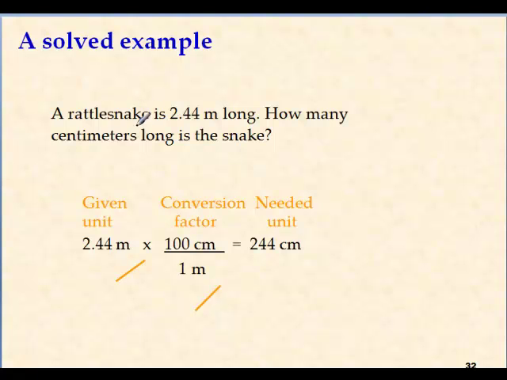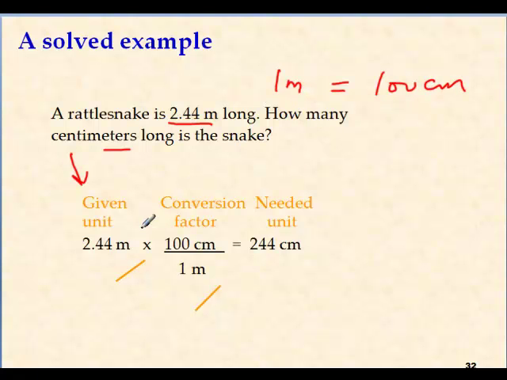So here is an example of another solved problem in which we say a rattlesnake is 2.44 meters long. How many centimeters long is the snake? Notice my given is 2.44 meters, and my conversion is going to be an equality that will show me a relationship between meters and centimeters, and that is 100 centimeters equals a meter.